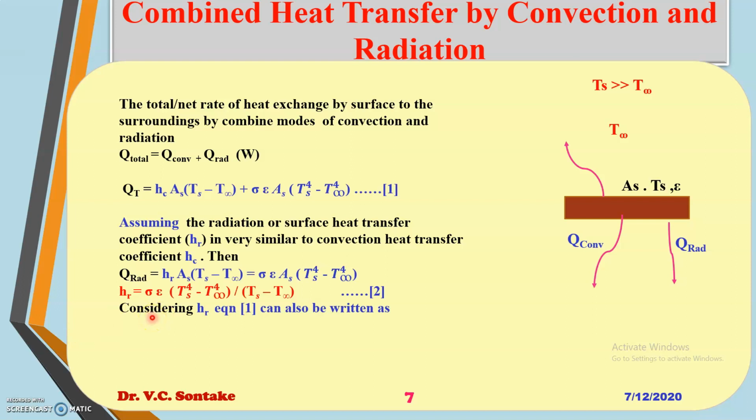Now, considering the value of this Hr, equation 1 can also be written as Q total is equal to Hc As into Ts minus T infinity plus Hr As into Ts minus T infinity. Taking some common terms out, the total heat exchange from the surface to the surrounding by radiation as well as convection mode can be given as Hc plus Hr into As into Ts minus T infinity. So this will be the rate of heat transfer by combined mode of convection as well as radiation.